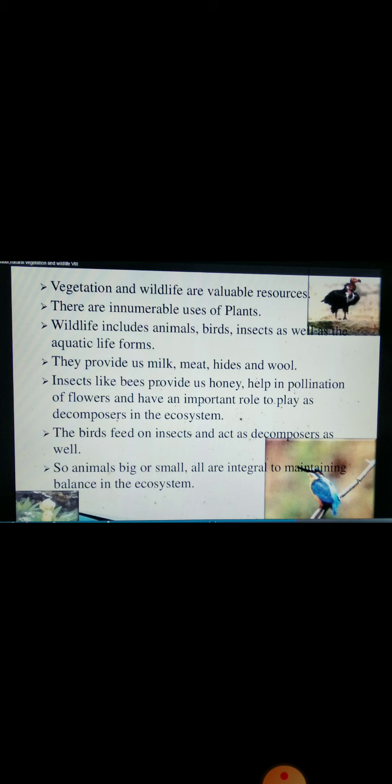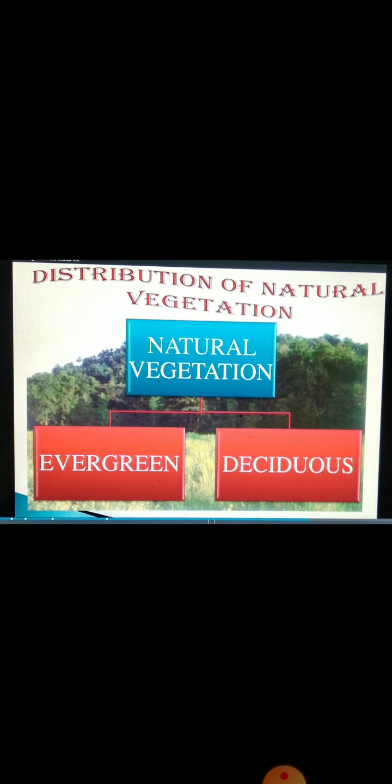You had already read about the food chain and the food web, na? Who eats whom? The whole system depends on this. The birds feed on insects and act as decomposers as well. Animals, big or small, all are an integral part of this ecosystem and help us to maintain balance in the ecosystem also.